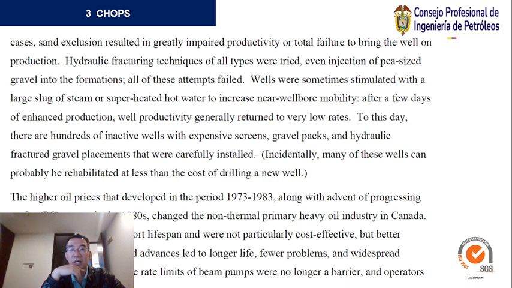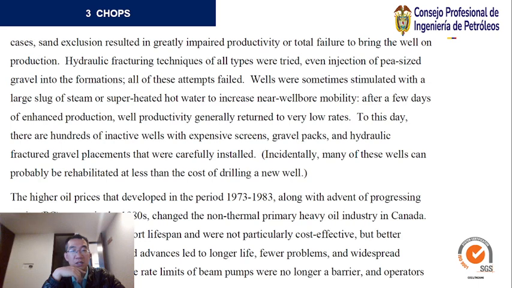Wells were sometimes stimulated with a large slug of steam or superheated hot water to increase near wellbore mobility. After a few days of enhanced production, well productivity generally returned to very low rates. To this day, there are hundreds of inactive wells with expensive screens, gravel packers, and hydraulic fractured gravel placements that were carefully installed.